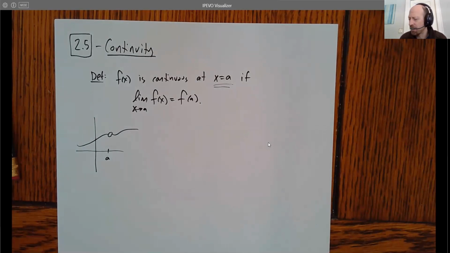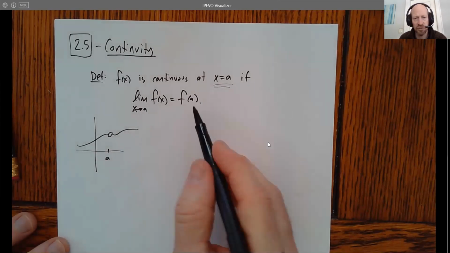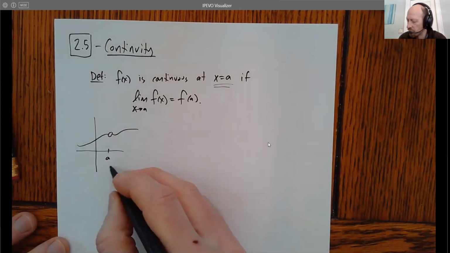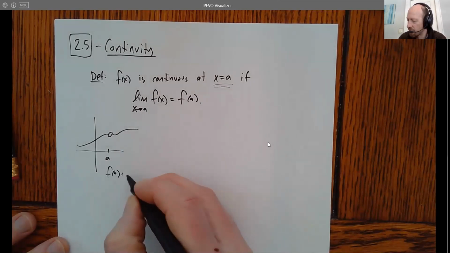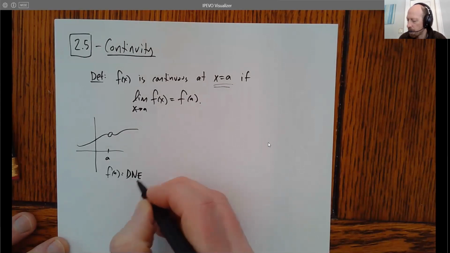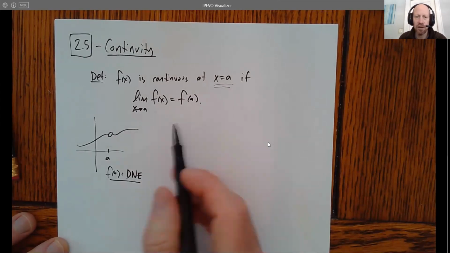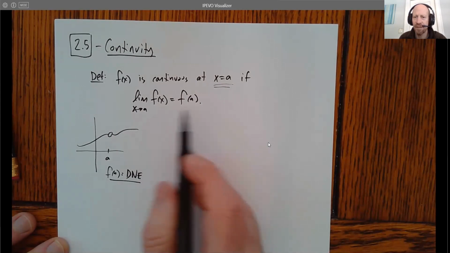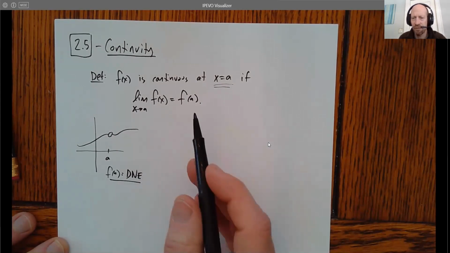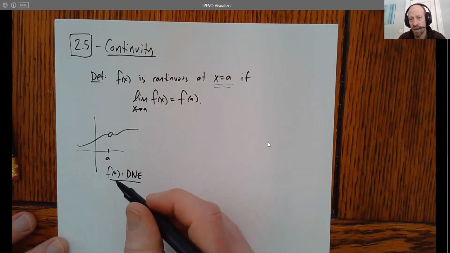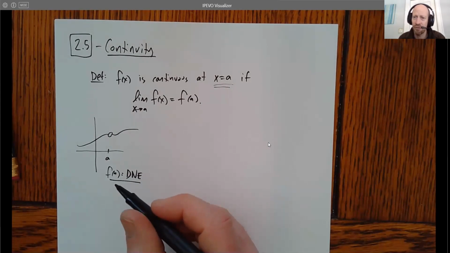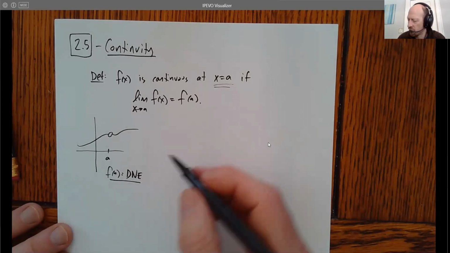And if you tried to test this function using this definition, you would notice that f of a does not exist. So right there, you would fail. You can't have the limit equal f of a if f of a doesn't even exist, right? So that's one possibility that we rule out by stating this definition.